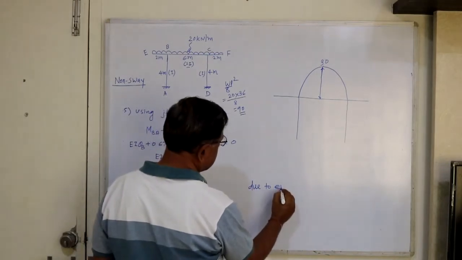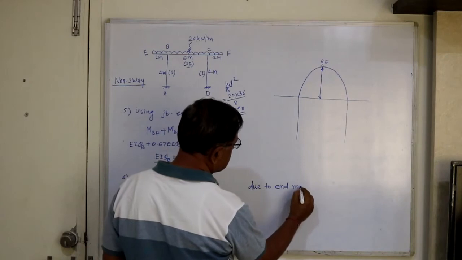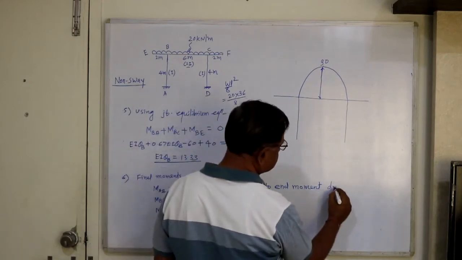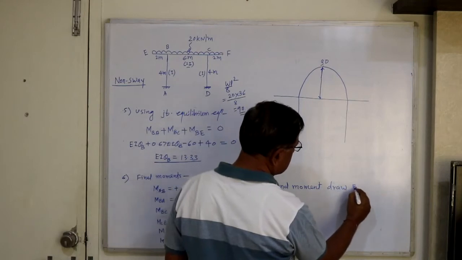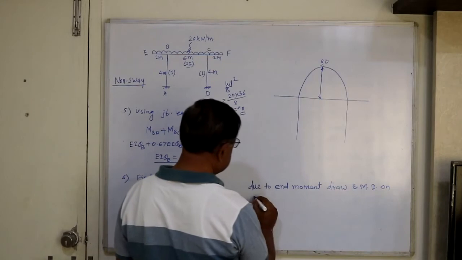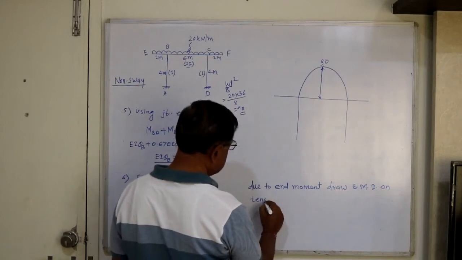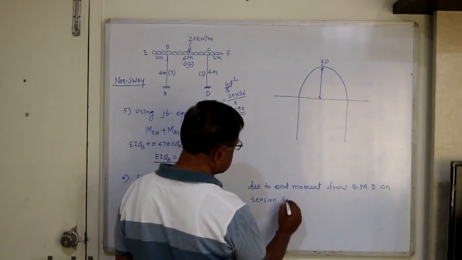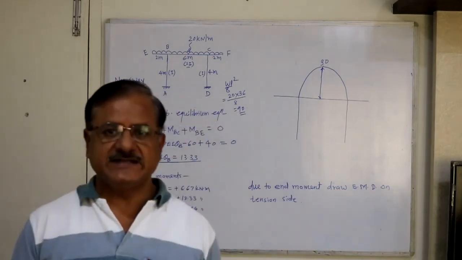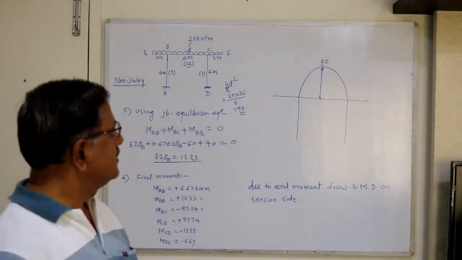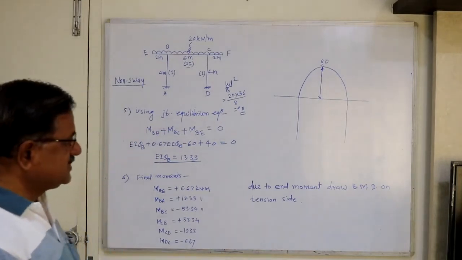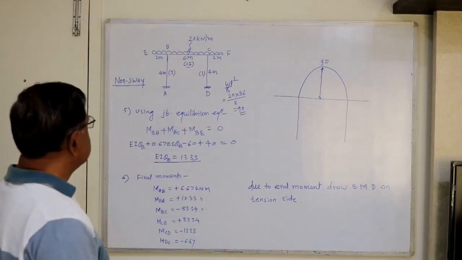due to end moment, draw BMD on tension side. Draw BMD on tension side. So first you draw BMD due to loading, considering all supports as simple supports, or this is called free BMD. Now due to end moments, let's draw BMD on tension side.